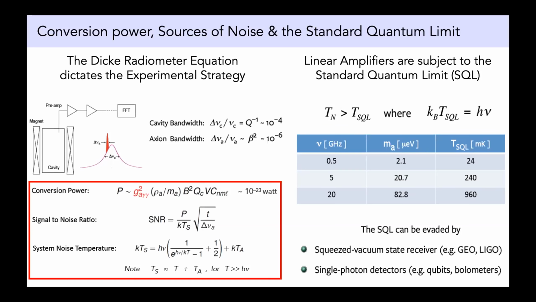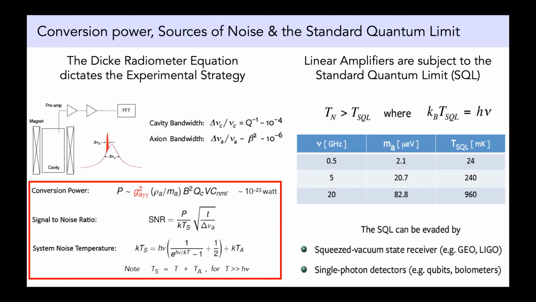The system noise temperature is the sum of the black body spectrum in the microwave cavity plus the amplifier noise. Now, there is a theorem that a linear amplifier is subject to the standard quantum limit. So in fact, a half quantum from the black body noise and a half quantum of irreducible noise from the amplifier leads any receiver based on a standard linear amplifier to k_B T equals h nu. So that is the standard limit.